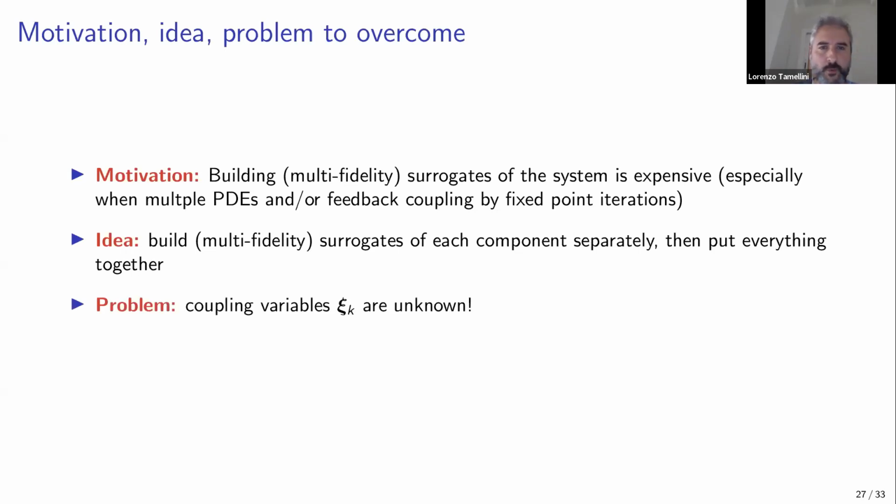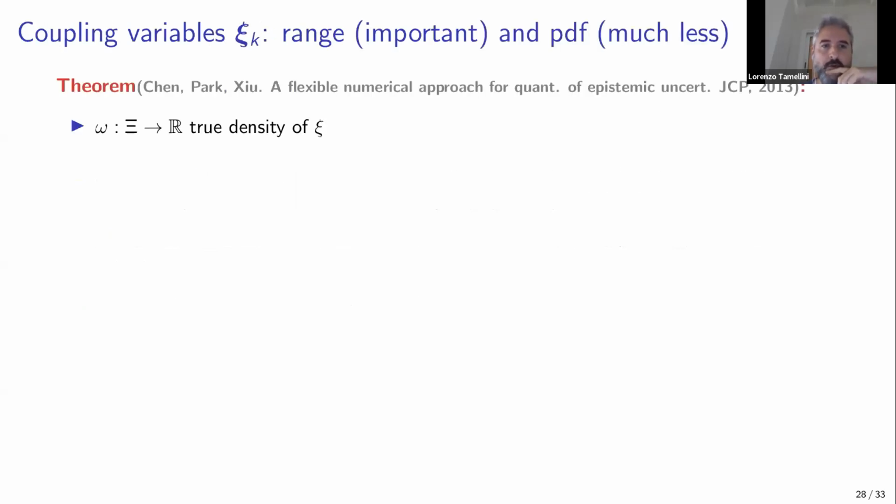The obstacle to overcome to do this is that we don't know the PDF of the coupling variables. Everything would be fine if we knew the PDF of the coupling variables. It would be pretty straightforward to build a surrogate model for each component, but we don't know the PDF for the X's. Now, what do we do?